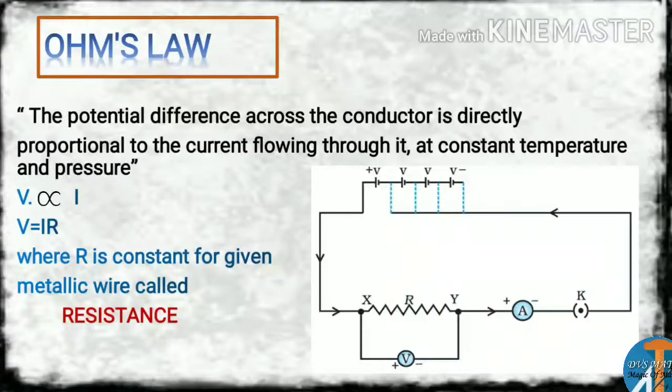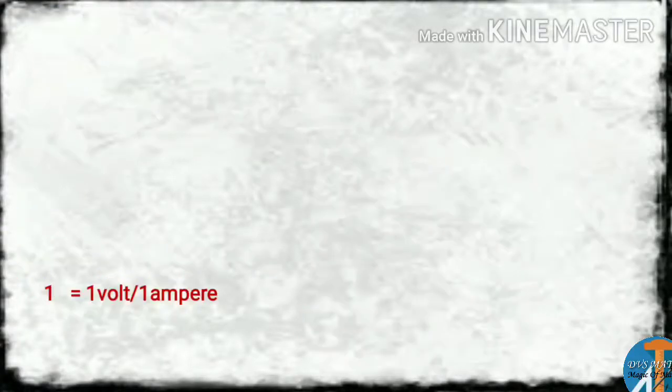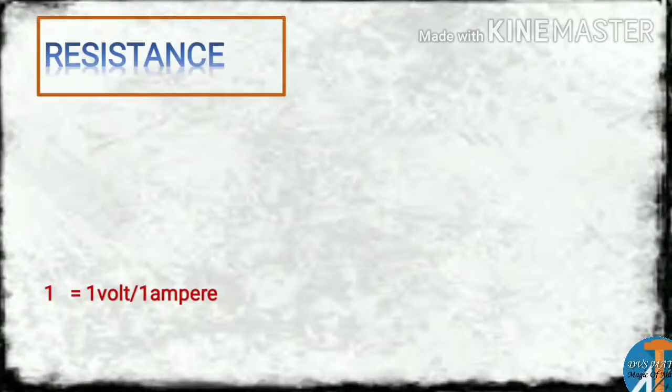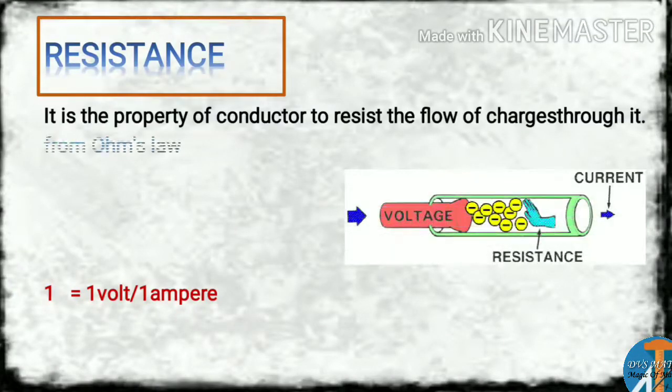And here we have a circuit diagram like this, so you have to practice. So if we go for next, resistance, let me explain what resistance is. Observe this figure. Here we are stopping the flow of electrons. We are resisting the flow of electrons. It is the property of a conductor to resist the flow of charges through it.